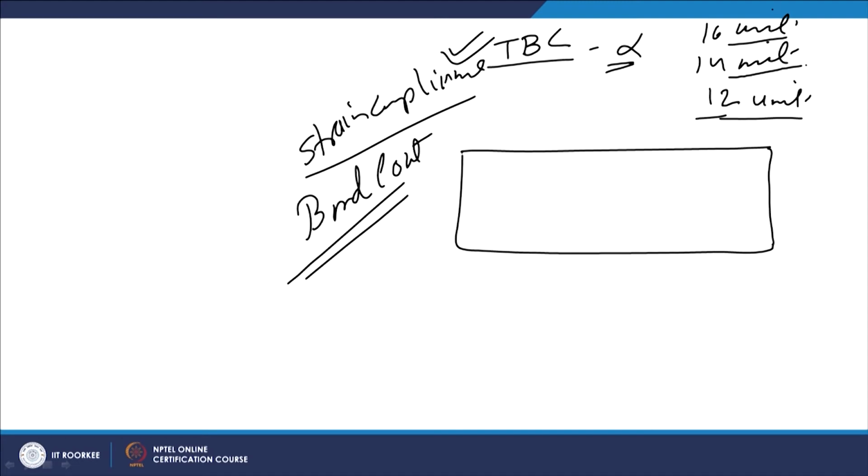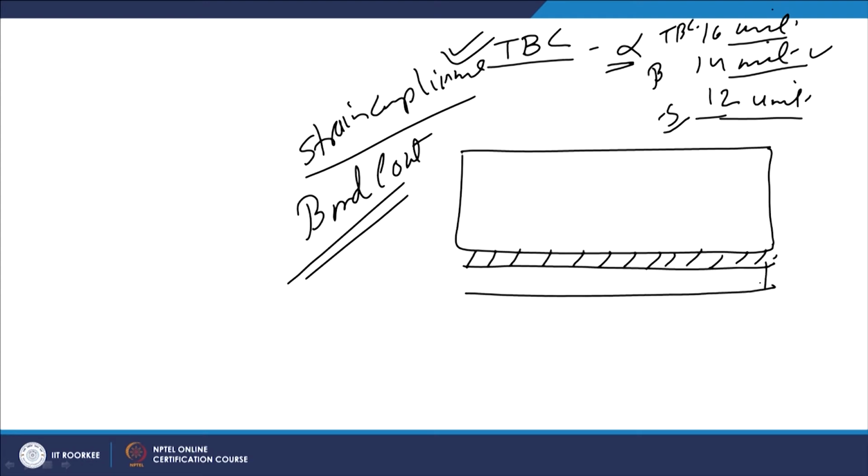The bond coat material is chosen in such a way that its alpha value is in between that of the thermal barrier coating material and that of the substrate. So, this is for the substrate, this is for the bond coat, and this is for the TBC material. The bond coat is applied first onto the substrate. It is normally a soft material, made of nickel chromium kind of alloys, and after its application the required thermal barrier coating material is applied onto the component.